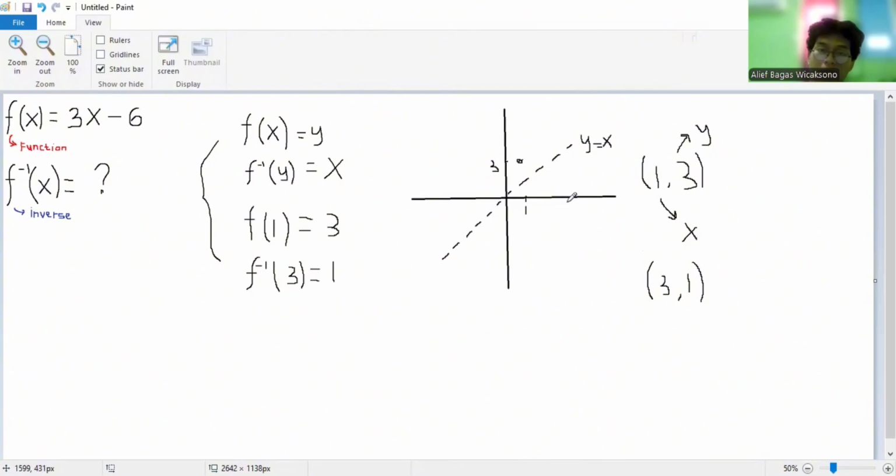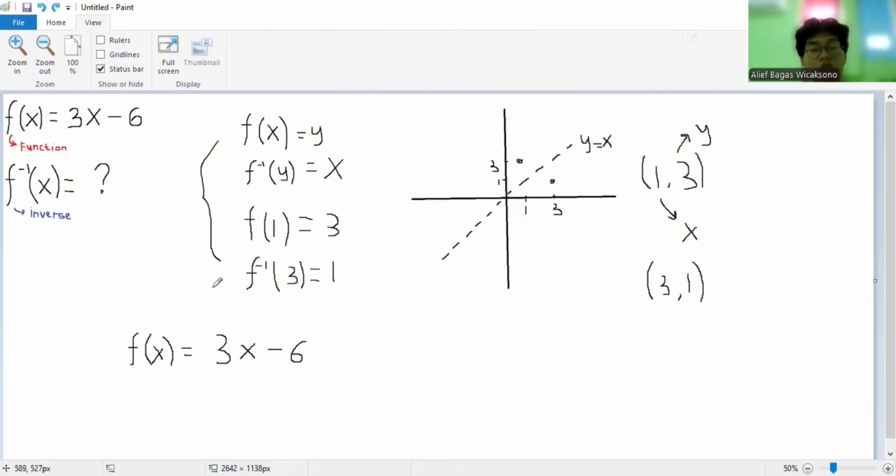And then the new point in the Cartesian plane is 3 in here and 1 in here. So this is the new point, or we can say the inverse. So like a mirror, right? And we can do the same thing to a line, or we can say a function.